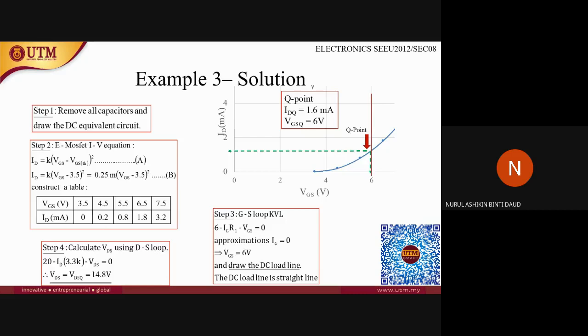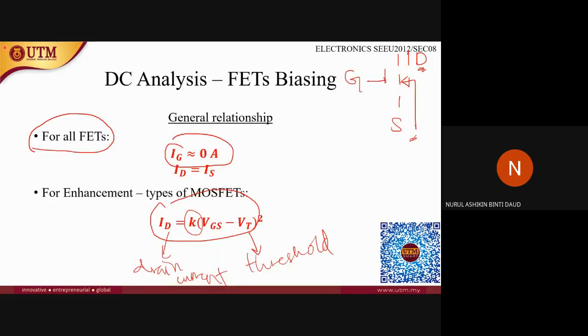Yes, IG is always approximately 0. Earlier I already mentioned this, right? We need to assume that IG is equal to 0 amps. It is approximate. It is actually not exactly 0 amps, but it is so small that we can say it is 0.